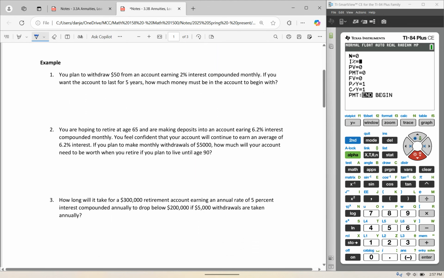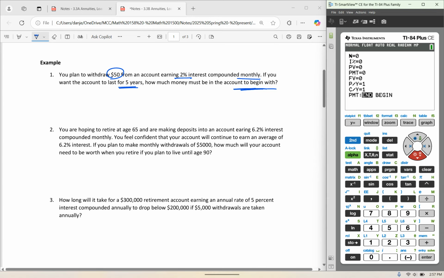Example number 1, you plan to withdraw $50 from an account earning 2% interest compounded monthly. You want the account to last for 5 years. How much must be in the account to begin with? To know how much needs to be in the account to begin with, that's the PV that we're going to solve for.